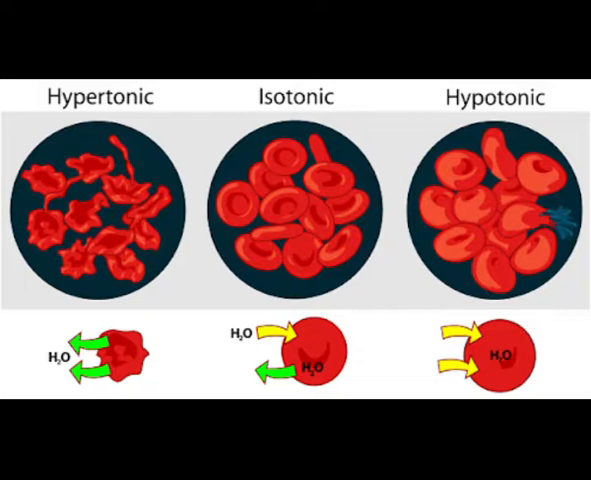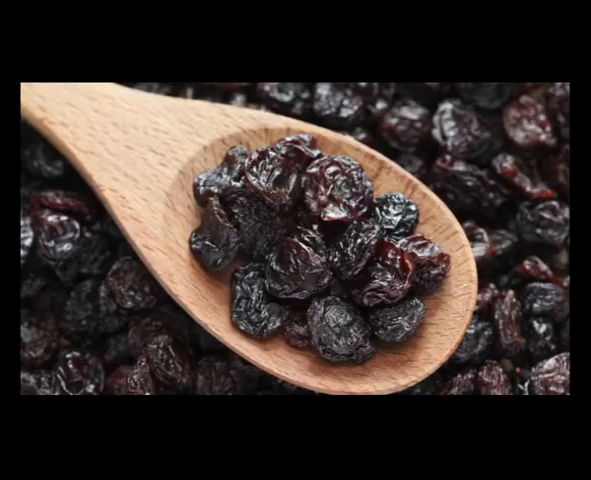Now let me give an example for you all. Have you observed that when dried grapes, or raisins, are immersed in water, they swell up after some time? Why? Because the water is a hypotonic medium and the grapes absorb water by the phenomenon of osmosis. The dried grapes have more concentration inside, but the surrounding water is less concentrated. So the grapes will absorb the water due to osmosis.